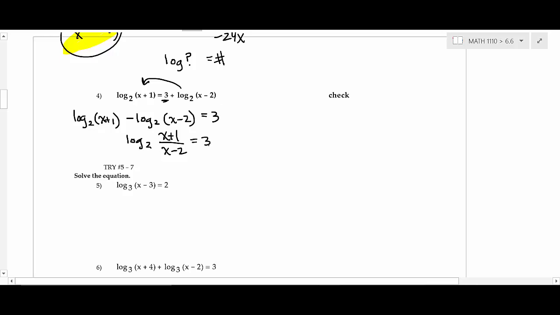Now you're going to write this in exponential form. That's kind of the typical thing you do. So exponential form, you'd say 2 to the third is equal to x plus 1 over x minus 2, like that. 2 to the third is 8. So we would have this. Now we got to solve this equation.